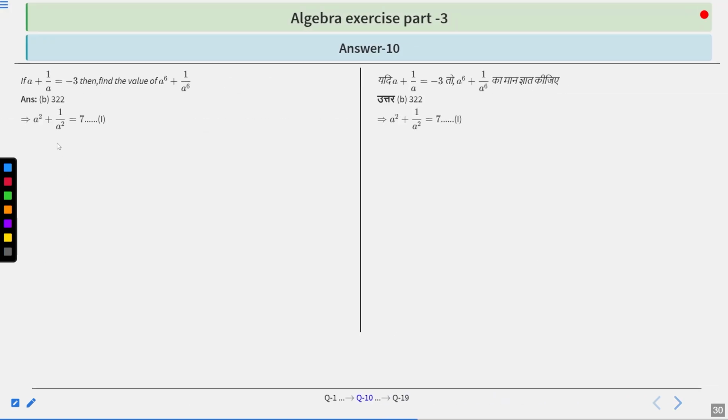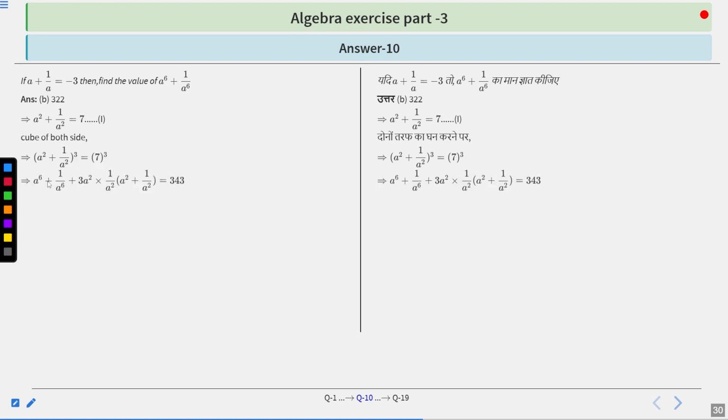Therefore, a plus 1 upon a's whole square is 9 minus 2, that is 7. That is our equation 1. Now cubing both sides. A square plus 1 upon a square's whole cube is equal to 7 cube. So a square plus 1 upon a square whole cube will give us a raised to power 6 plus 1 upon a raised to power 6 plus 3a square into 1 upon a square into a square plus 1 upon a square. That all thing is equal to 7 cube.